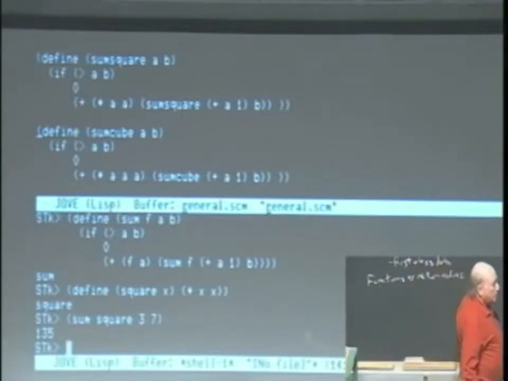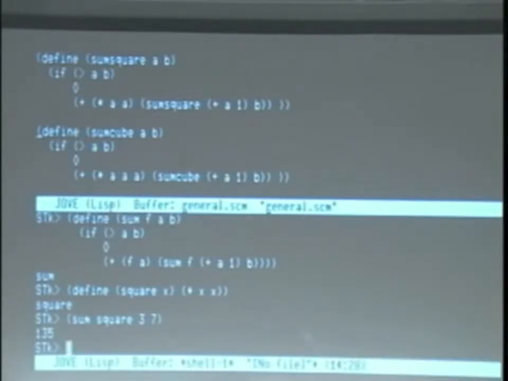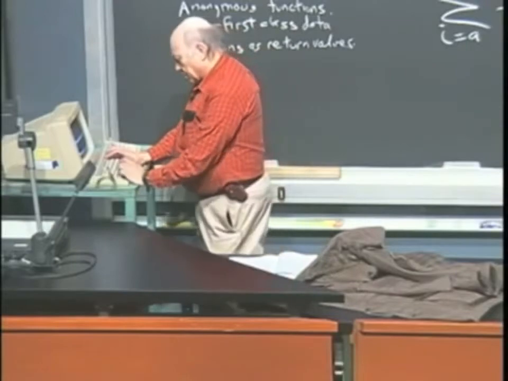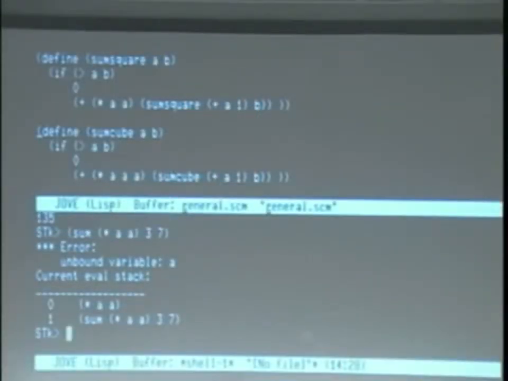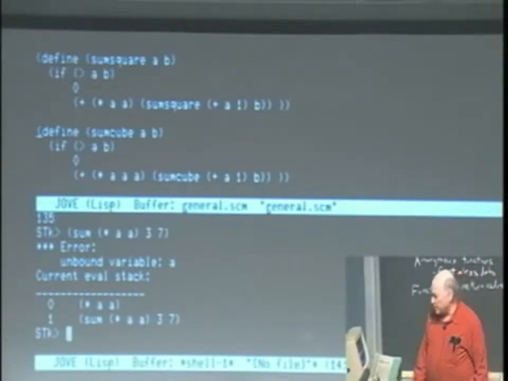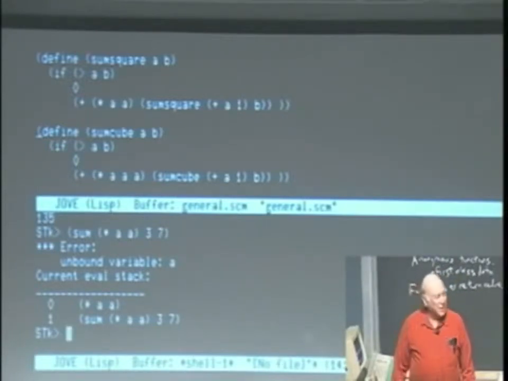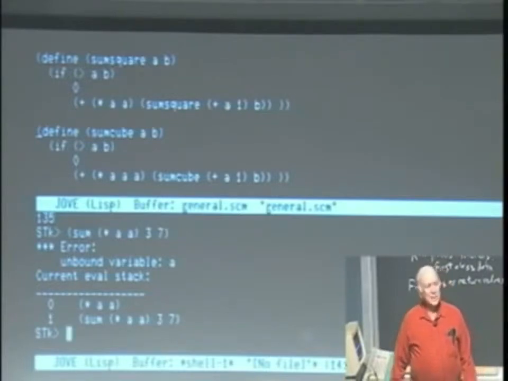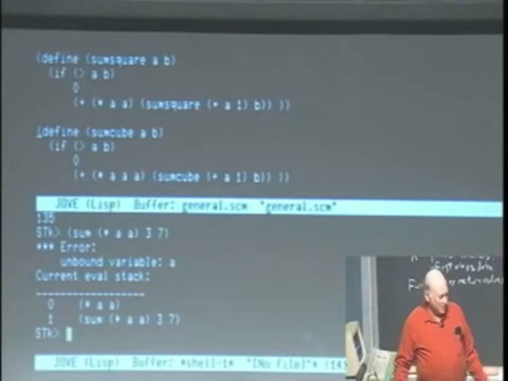Yes? OK, that's the same. All right, so let's go ahead and do that. Sum times a a, 3, 7. I get error: unbound variable a. That's because, remember last week we said Scheme uses applicative order evaluation, which means first thing we do is evaluate the sub-expressions in the call. So I evaluate sum, it's a variable, I look up its value, it's the sum procedure. And then I try to evaluate times a a. In order to do that, I have to evaluate a. I look up a, there's no answer, because a has a value inside the procedure by substitution, but it doesn't have a value outside the procedure, which is where we're starting.